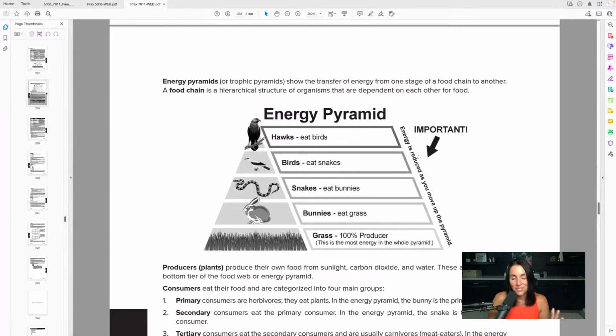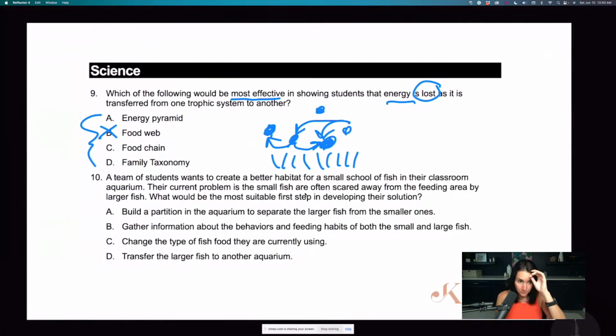I don't want people to go on YouTube and say, energy is not lost. It's not lost, but it's transferred and it's not available in the way that these animals need it to be, is what I'm saying. So anyways, that's how you deal with that. So the best thing there is going to be energy.